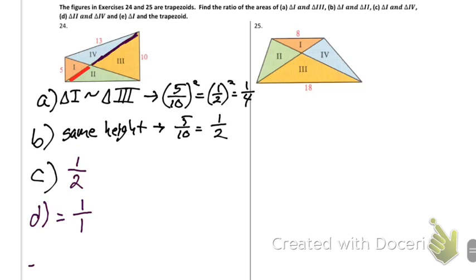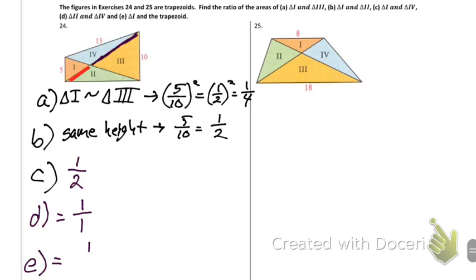All right, E is the most interesting one. Wait, why is D 1 to 1 again? D is going to be 1 to 1 because the ratios are the same to this one, 1 to 2 and 1 to 2. So if they have the same ratio to this one, they must have same ratios to each other. So E, we're supposed to do 1 to the trapezoid.